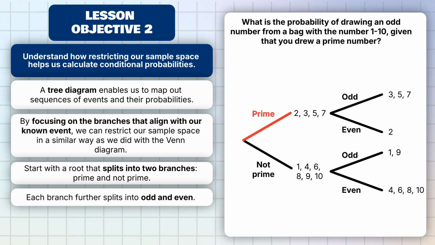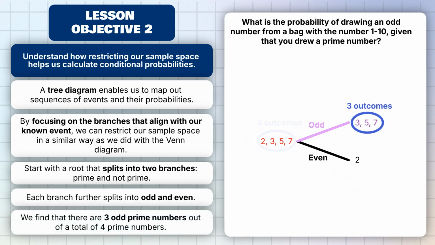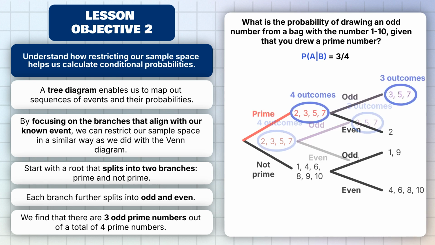As we know the number is prime, we can focus on the prime branch, so we consider the numbers 2, 3, 5, and 7. Restricting our search to just this branch, we consider the odd primes. We find that there are 3 numbers which satisfy the conditions of prime and odd. We therefore have 3 odd prime numbers out of the 4 total prime numbers. This confirms that the probability of drawing an odd number given that a prime number is drawn is 3 over 4. By seeing how we restrict our search to specific parts of a diagram, whether that be a Venn or tree diagram, we connect visual representations and the calculation of conditional probabilities.